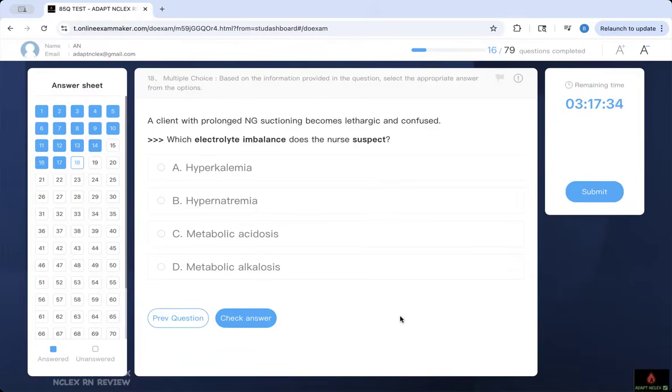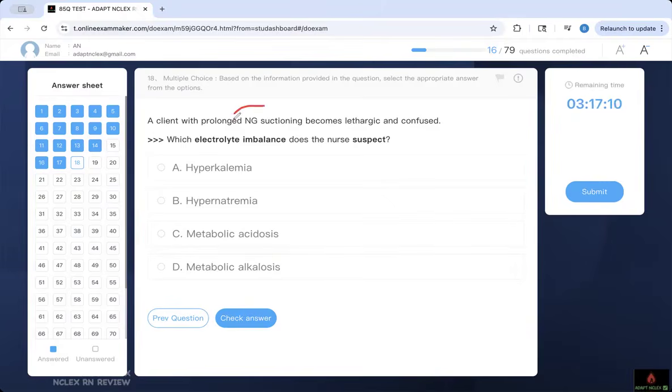Which electrolyte imbalance does the nurse suspect? The client with prolonged NG tube suctioning becomes lethargic and confused. Is it because of hyperkalemia, hypernatremia, metabolic acidosis, or metabolic alkalosis? Don't worry, there's a strategy to answer this question. You may not know all the things, but you know enough. Trust me, you know enough.